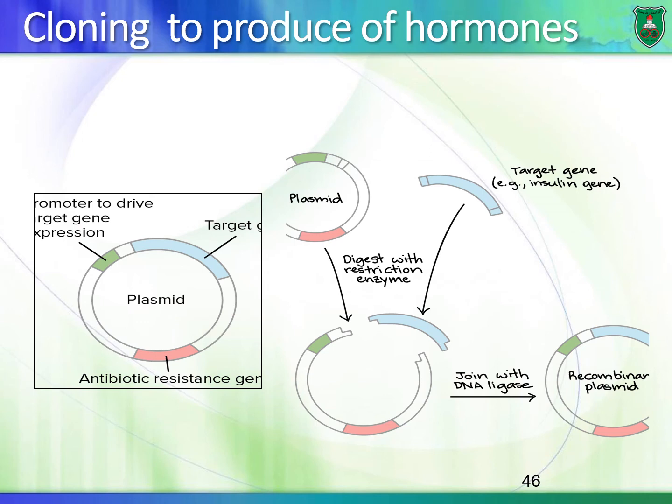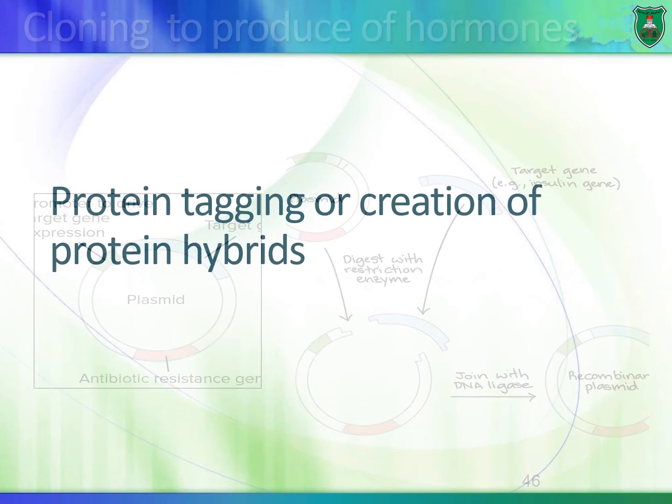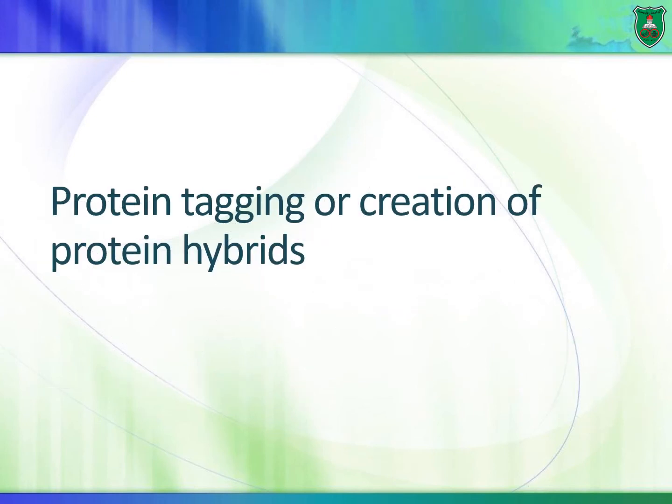So that's basically what we do. We open up the plasmid, insert a gene, and you do have a promoter. Okay, so same idea. Now we can also do protein tagging, okay, or we can create protein hybrids as well using recombinant DNA technology.